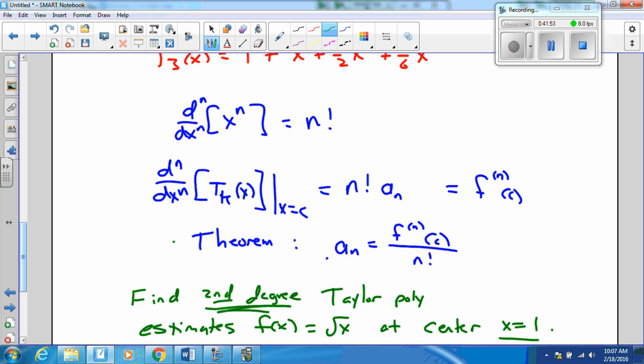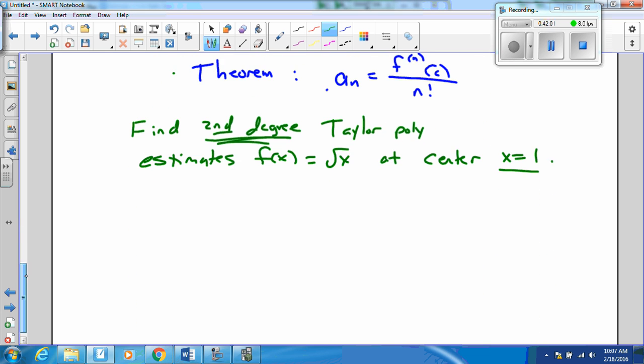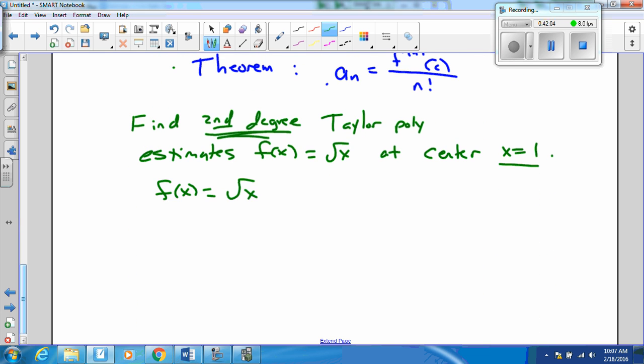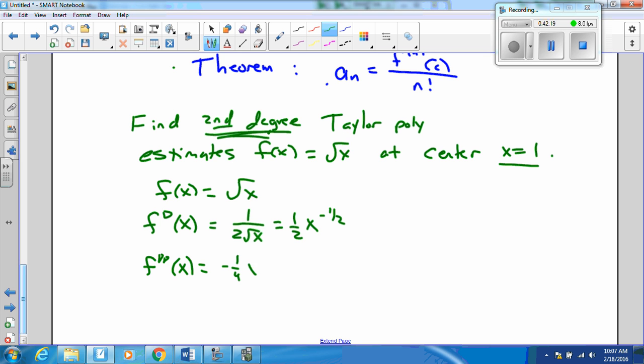And so I'm going to march through and use the theorem to generate the coefficients. And then I'll have the polynomial. And it goes pretty fast. We're going to have our function f of x, and we're going to need to compute its derivatives up to the second degree. So those are my derivatives right there. And now I'm going to compute those derivatives at the center, x equals 1. So f of 1 is root 1, which is 1. f prime of 1 is equal to 1/2. And f double prime of 1 is equal to negative 1/4.